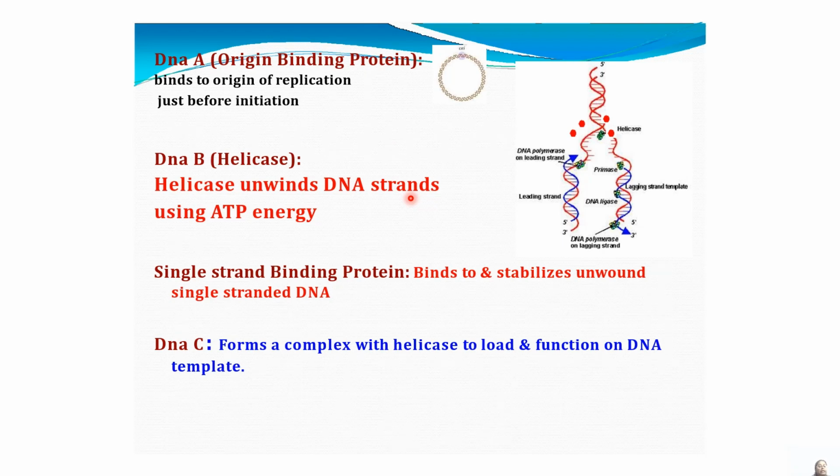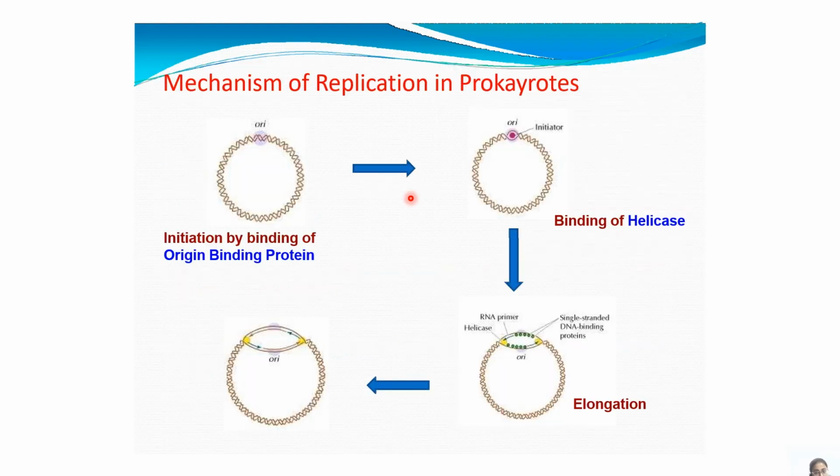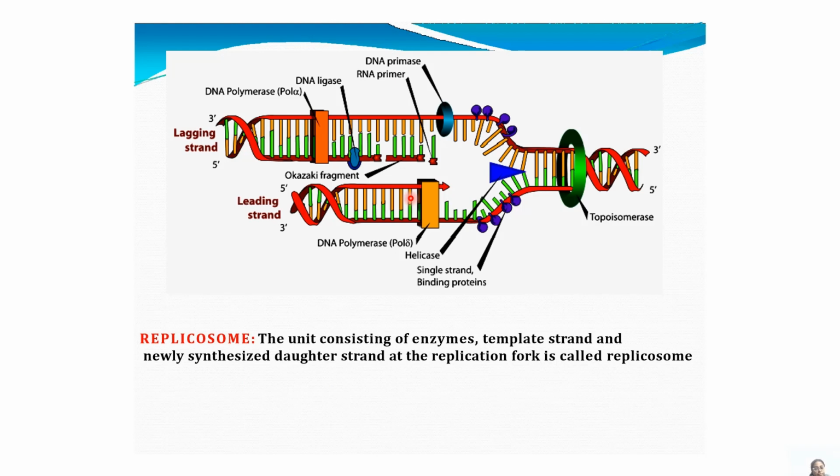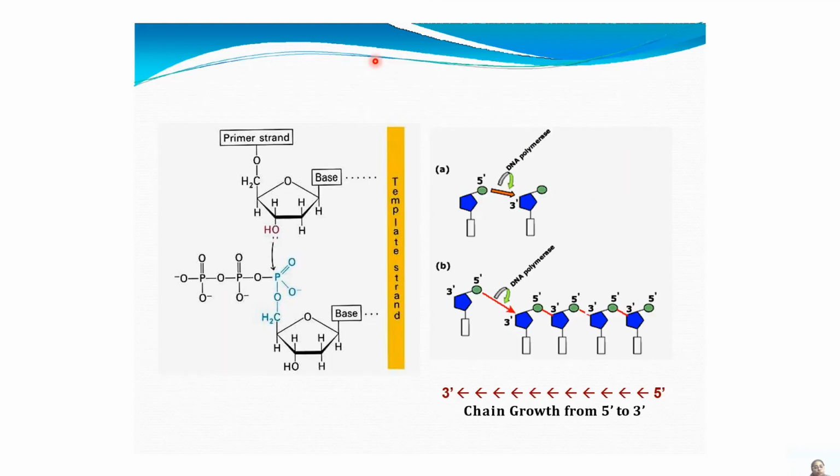Now, DNA origin binding protein binds to the origin of replication just before initiation. DnaB or helicase unwinds DNA strands using ATP energy, and single strand binding protein binds to and stabilizes the unwound single stranded DNA. And DnaC forms a complex with helicase to load and function on the DNA template. So, this entire unit consisting of enzymes, template strand, and newly synthesized strand at the replication fork is called replisome.